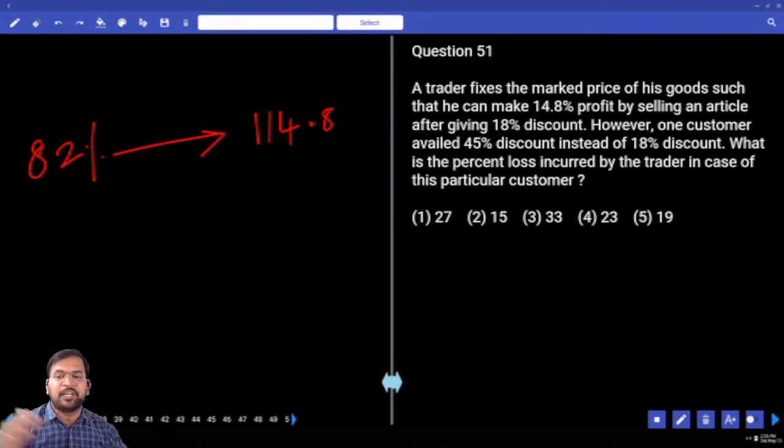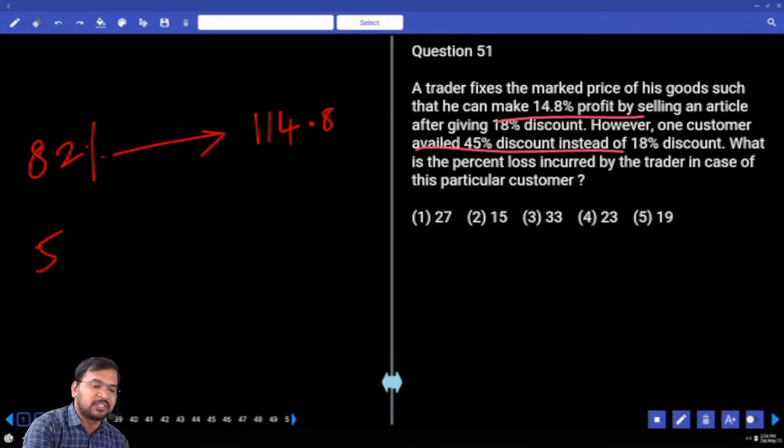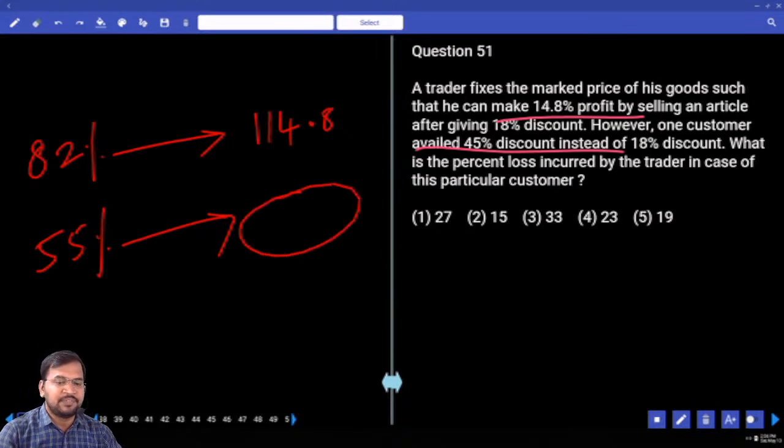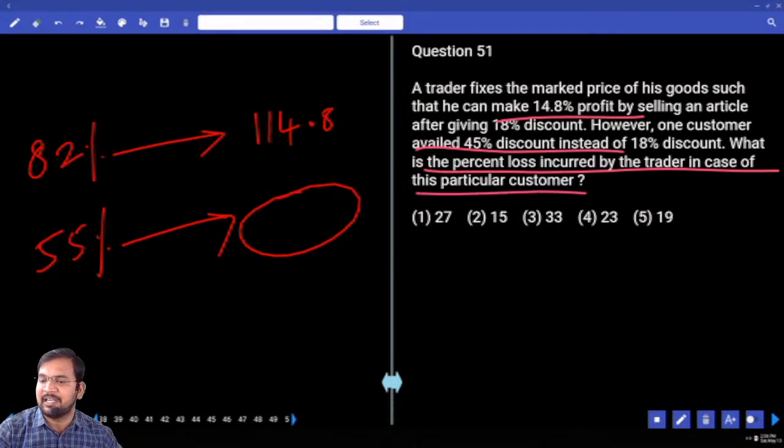114.8. 14.8% profit is nothing but that should be equivalent to 114.8% of CP. Yes or not? Next time he gave how much discount? 45% discount. 45% discount is nothing but they are selling at 55%. Are you clear? Then this is how much percentage. If this is more than 100, you will get profit. If this is less than 100, you may get loss. They are asking what percentage of loss incurred by the trader in particular customer. So definitely loss will occur.